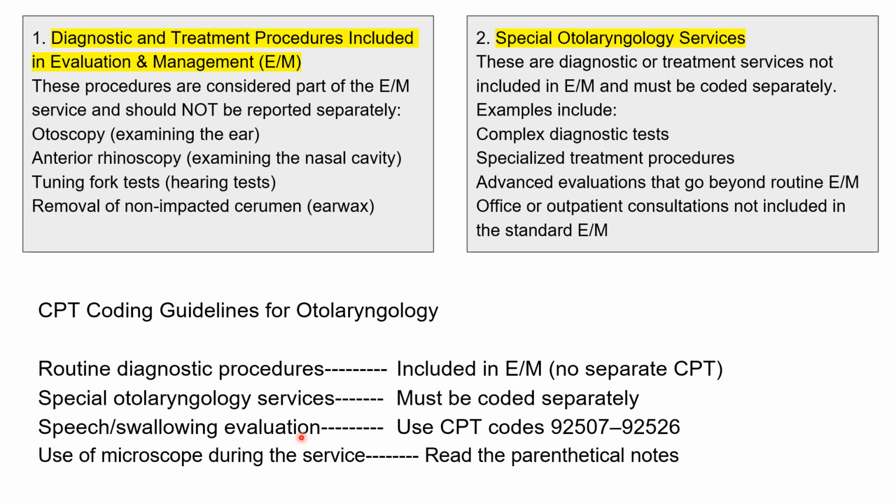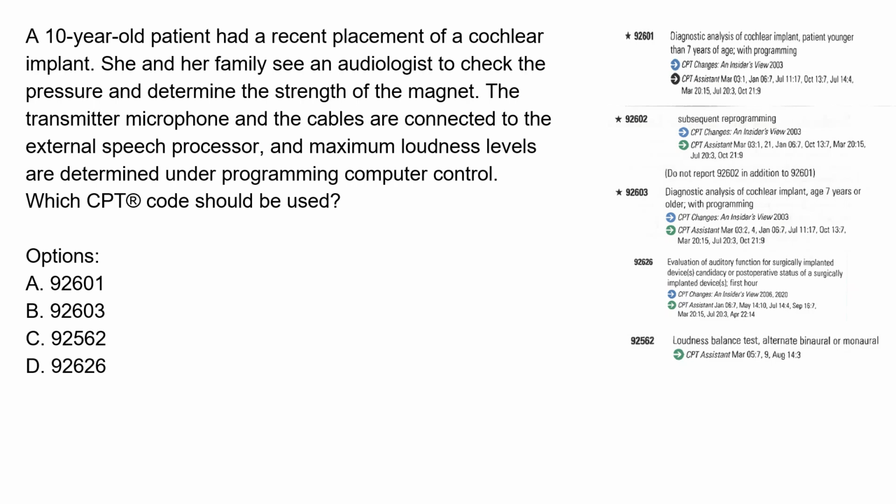Speech and swallowing evaluation, we have a separate code 92507 to 92526. Kindly read the code language very carefully. And many a time during this ENT checkup or the procedures, there is a use of the microscope. Some of the code includes the use of the microscope, some of the code does not include the use of the microscope. So read the parenthetical note clearly in order to understand that. So let us take one question.